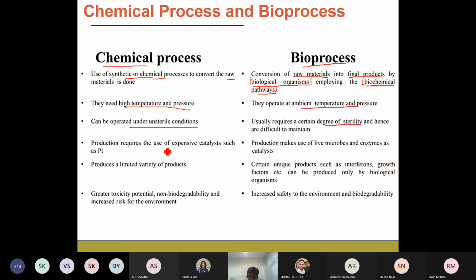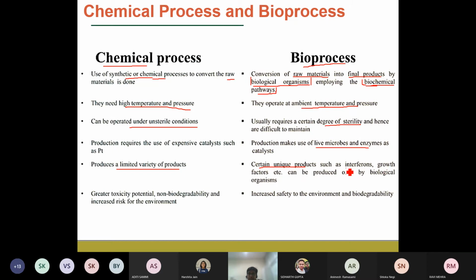Then the chemical process, as we already talked about, requires a catalyst, whereas in a bioprocess the live microbes or the enzymes that these microbes produce act as the catalyst. Chemical processes also produce a limited variety of products. That means they produce different types of products, but the variety is limited. In the case of the bioprocess, there are some unique products like interferons and growth factors.